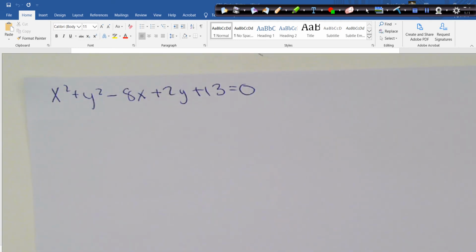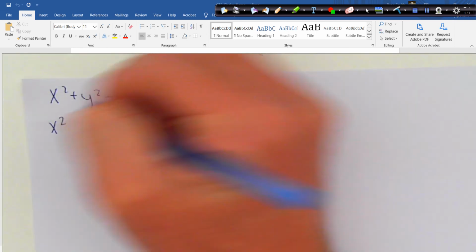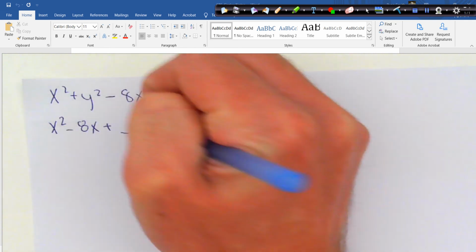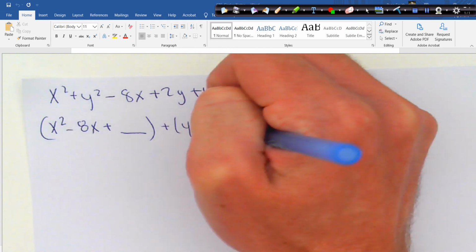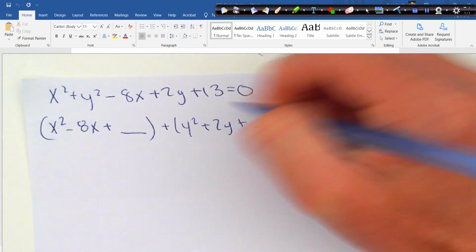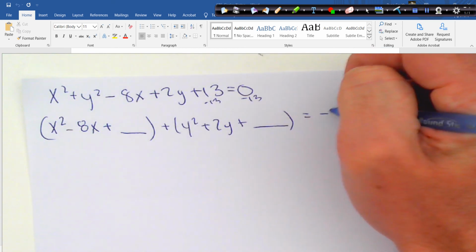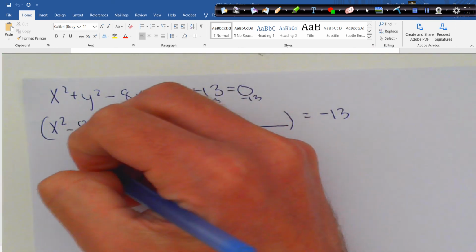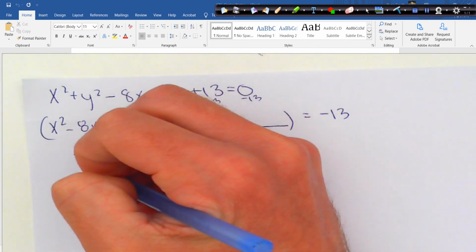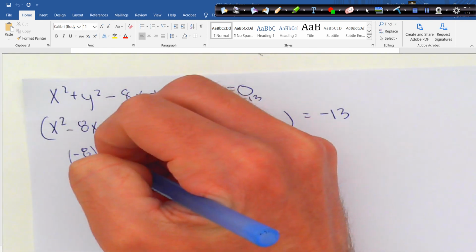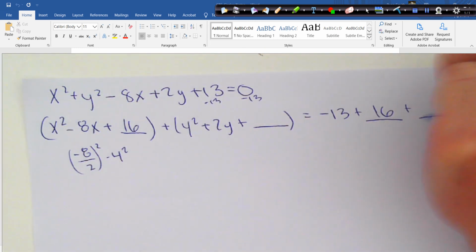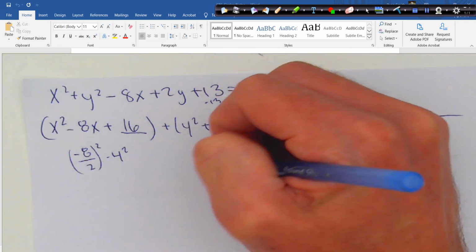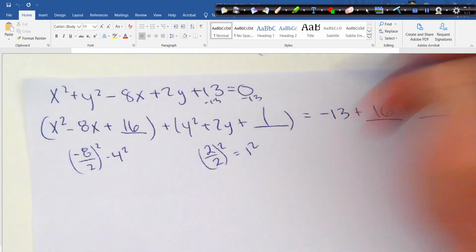Here we go. Let's plug it in. So we gotta get the x squared and the negative 8x plus, and then we're going to do plus y squared plus 2y plus, and then I'm going to subtract that 13 from one side to the other. Okay, so again, it's b over 2, this happens to be a negative, squared, which is negative 4 squared, which is going to give me 16, so I have to add it to this side. I'll have to add one more here, so we get 2 divided by 2 squared, which is going to be 1 squared, which is 1.